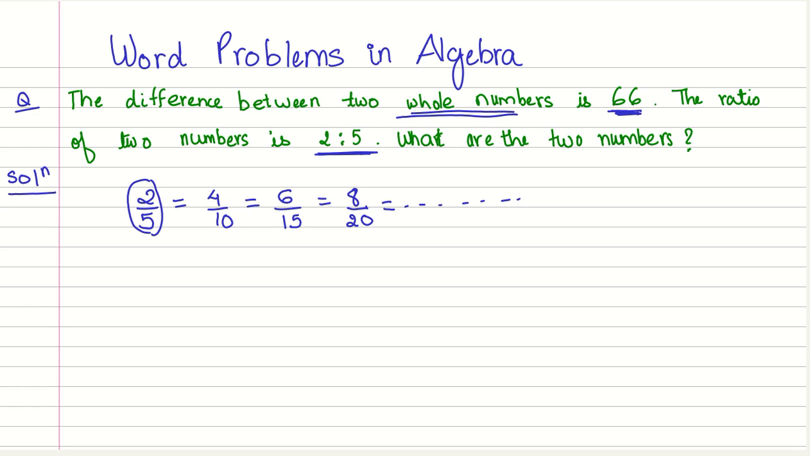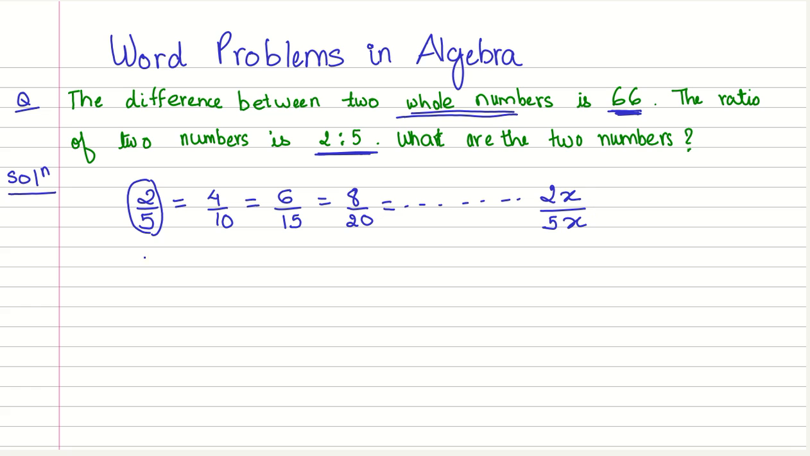Essentially we have to find something by which we multiply the numerator, and the same quantity by which we multiply the denominator. So it will become 2 times x and 5 times x, and when we take the difference of these two, we should get 66. So this is a concept that involves ratios and fractions. Now, how do we form the equation?